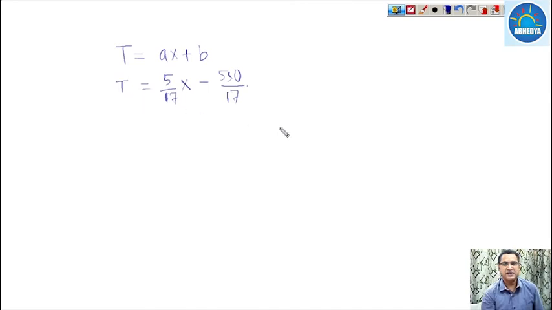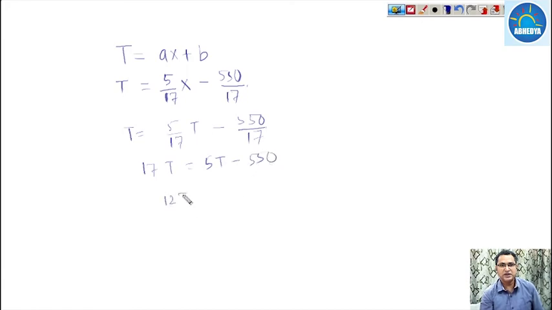This is T. Now the question says at what temperature both T and X will be the same. So when T and X are the same, we take the same value. So T is equal to 5 upon 17 T minus 550 upon 17. Multiplied by 17, this is 17T is equal to 5T minus 550. So this becomes 12T is equal to minus 550.